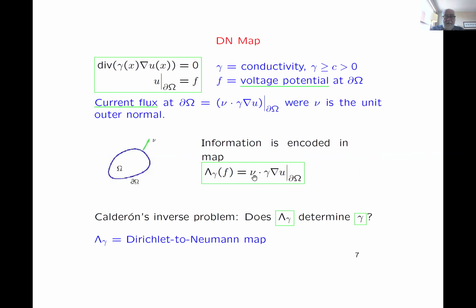The information is given by the Dirichlet-to-Neumann map, which maps a voltage potential on the boundary, f, to the induced current flux at the boundary, which is the normal component of the current. Here mu is the unit outer normal. And the inverse problem, of course in an idealized version, is: does the knowledge of the Dirichlet-to-Neumann map determine the conductivity? The Dirichlet-to-Neumann map shows up in many other places in mathematics.